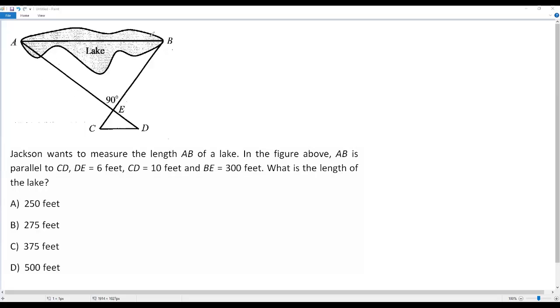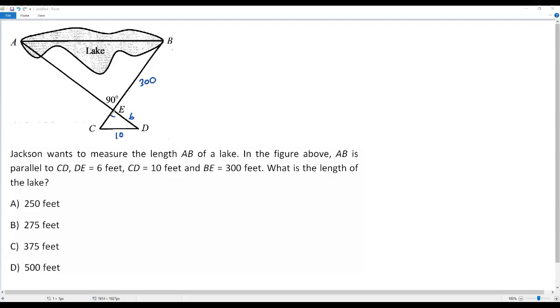So here in the given figure, this line segment AB represents the length of the lake. So we have to find that, according to the question. It is given that DE equals 6 feet, there is a DE over here, it's 6 feet. And CD is 10 feet, it's over here. And BE, the length of this line segment, is given, that is 300 feet. Okay, now we have to find the length of AB. And also let me consider the angle measure over here, 90 degrees.